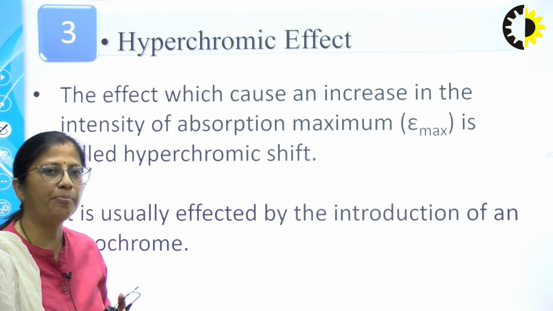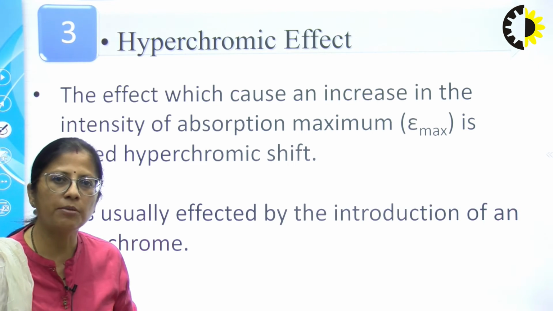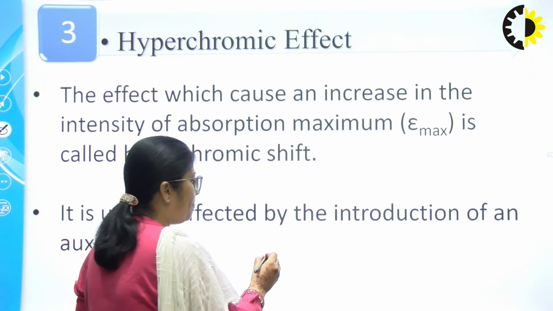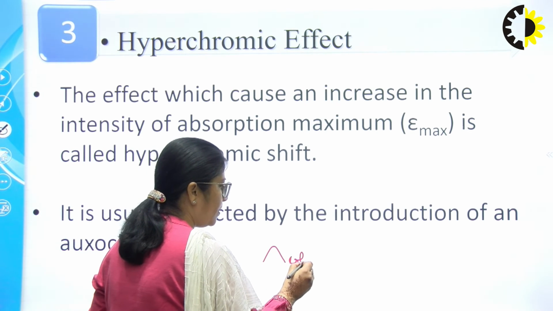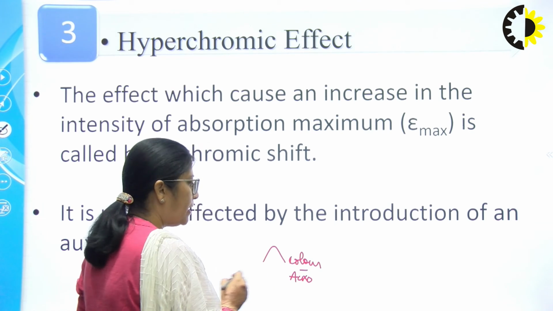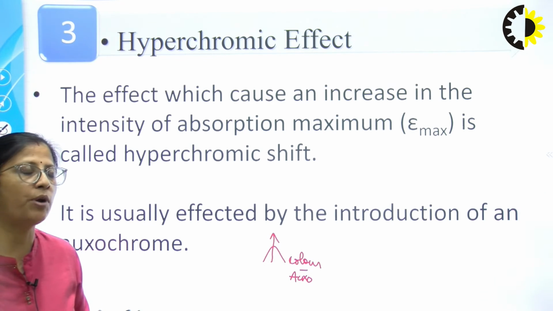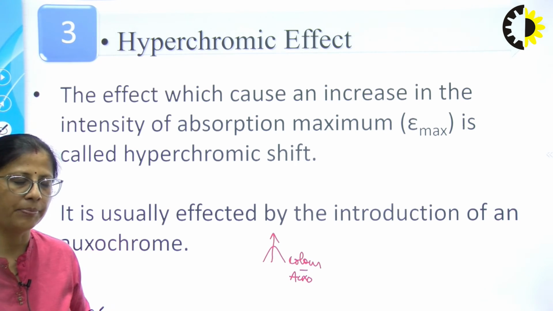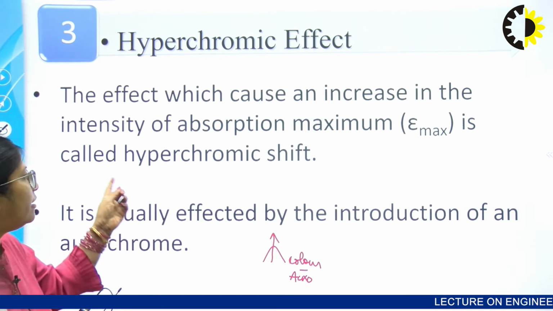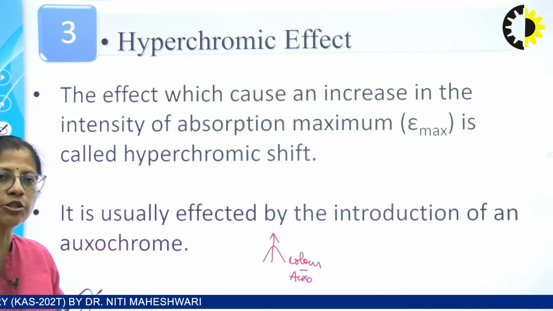Next is the hyperchromic effect. Now, by this effect, the intensity of the absorption maxima is going to increase. As I have already discussed, the chromophores are the compounds which impart color. But if we add an auxochrome to the chromophore, then the intensity of the color increases. That means it is going to have a new value of the absorption maxima. So, when the intensity increases, the absorption maxima will also increase and it will give rise to the hyperchromic effect. This is usually seen by the introduction of an auxochrome.